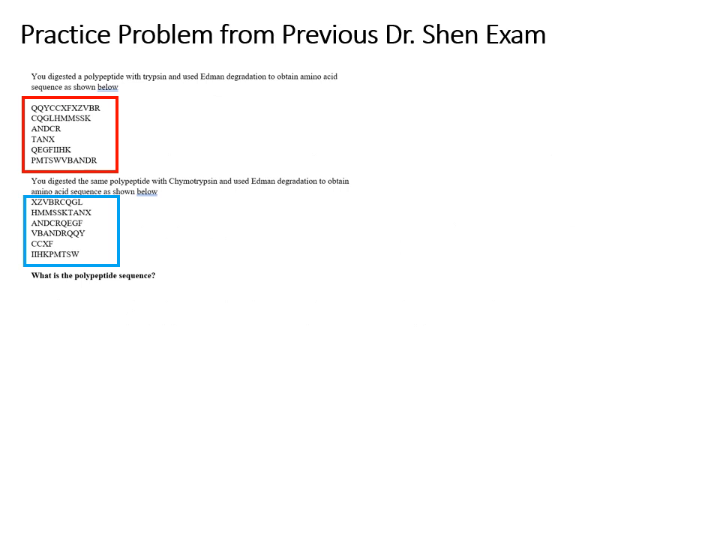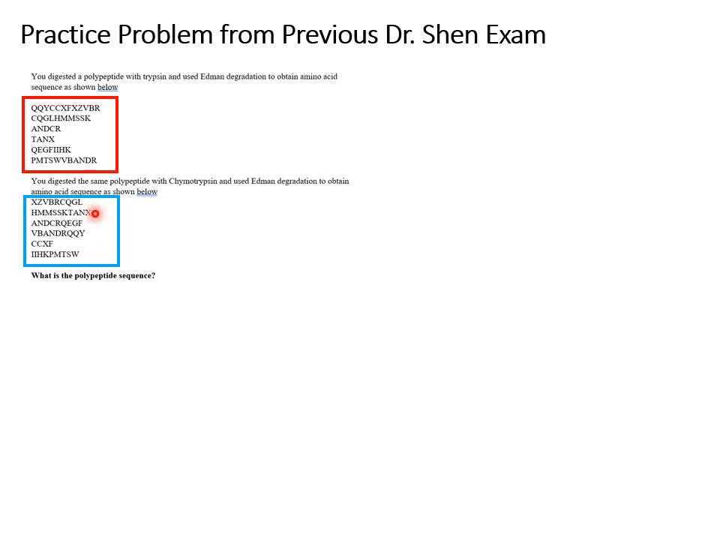Okay, so that was a lot of information at once. So to make it a little clearer and make sure you understood what was going on in the previous slides, we're going to go step by step through an actual problem for sequencing the protein with Edman degradation. So this is a practice problem from one of Dr. Shen's previous exams. Like I mentioned before, you would have a bunch of fragments from digesting your protein with trypsin and a bunch of fragments from digesting your protein with chymotrypsin.